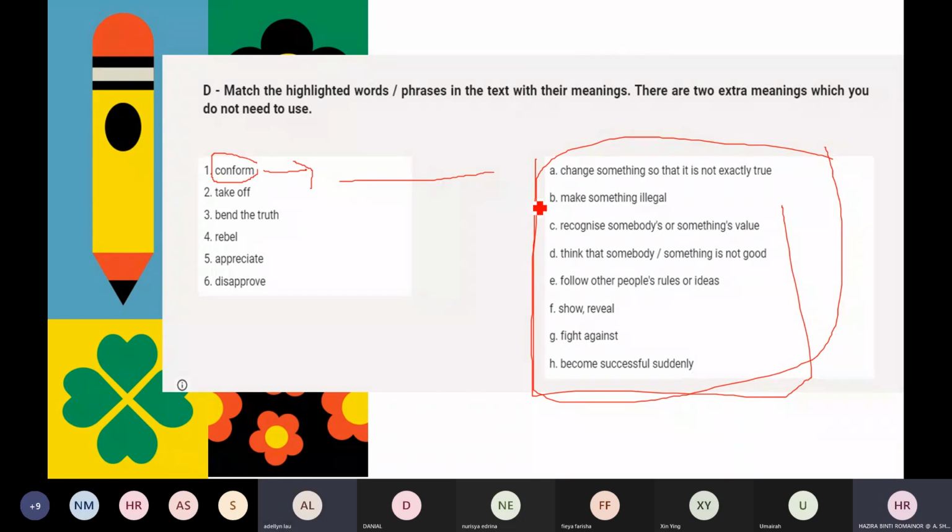Thank you, teacher. Okay, all right. Thank you, teacher. Thank you, teacher. Okay, thank you, teacher. All right, Ikuan.